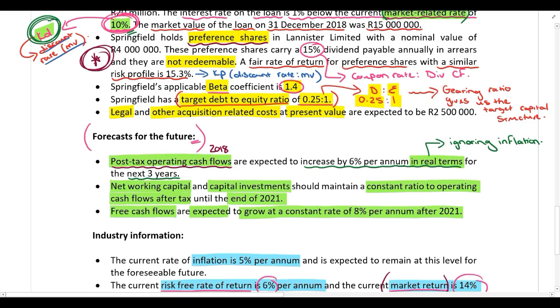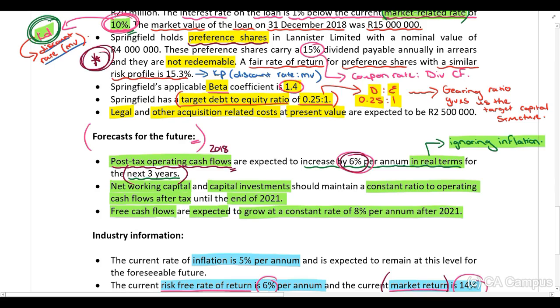We know what the amount is for 2018. That amount is expected to increase by 6% per annum in real terms for the next 3 years. So in 2019, 2020, and 2021, this amount is going to grow by 6% per annum. But just be careful, that is 6% per annum in real terms, meaning it does not take inflation into account. So guys, if you are specifically told that something is increasing in real terms, you know that inflation has been ignored and you then still need to take inflation into account.